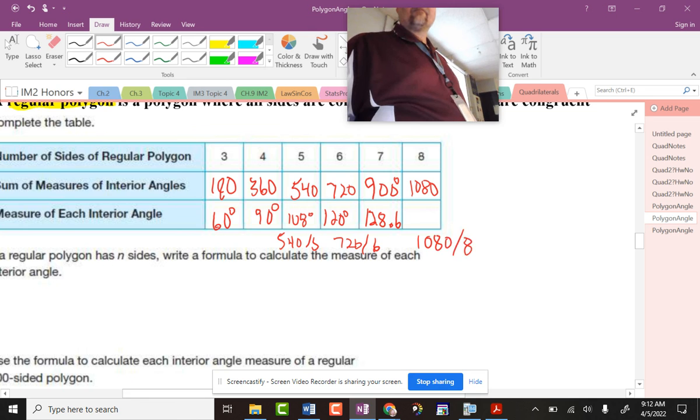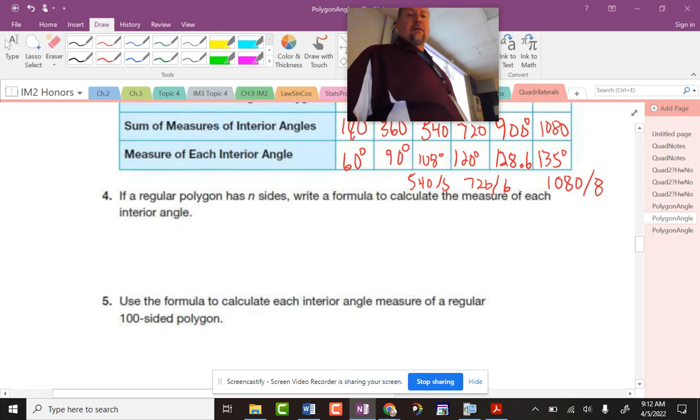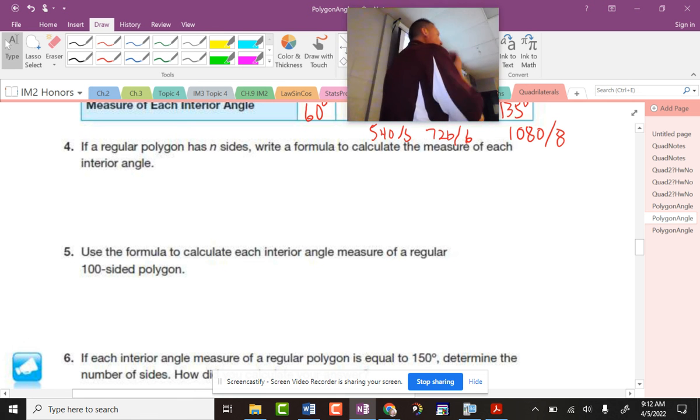And it is not a decimal. It's perfectly on. Okay, so then this comes to this. And then wait till I show you how I can change number 6 and make it a little bit easier. If a regular polygon has n sides, write the formula to calculate the measure of each interior angle.